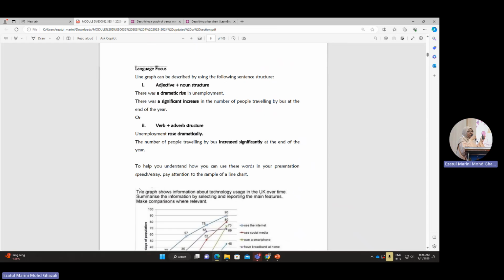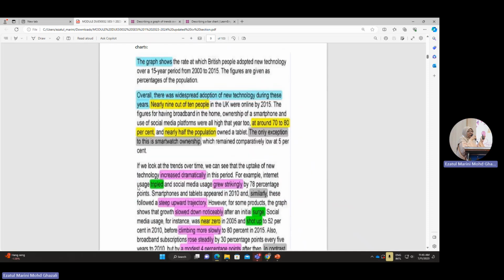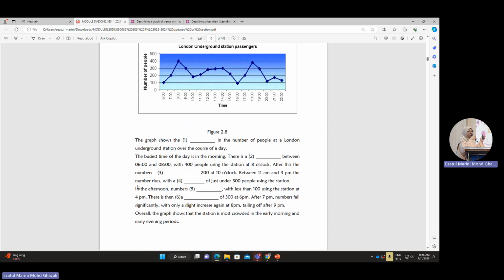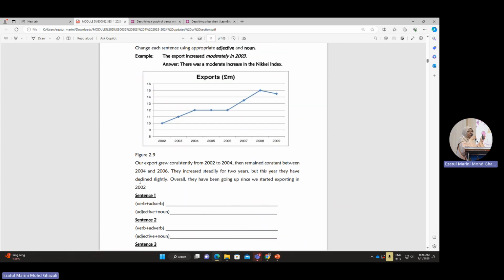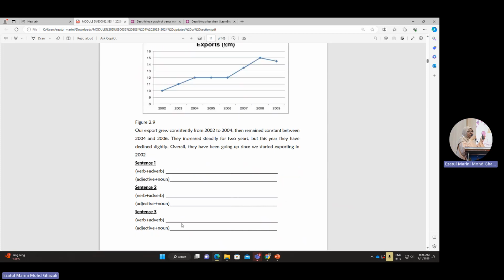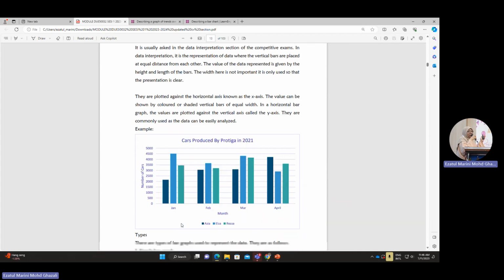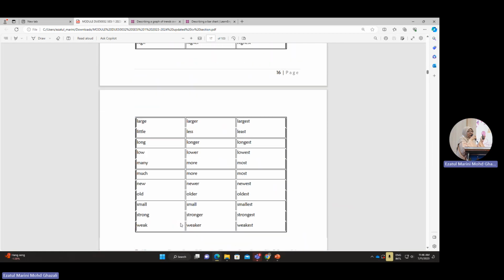Okay. And again, we have talked about the adjective and noun structure of how we can describe a line graph, as well as the verb and adverb structure. So these are examples of how to explain. This is some exercise. I hope you try this exercise so that after the Deepavali holiday, we can discuss this. Activity 1, activity 2, 3. You don't need to try this. Activity 4.